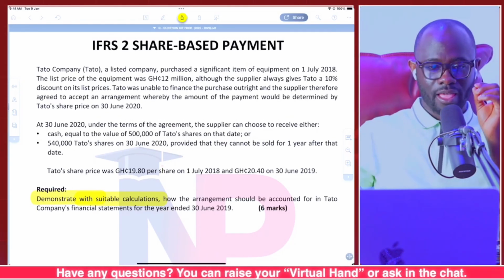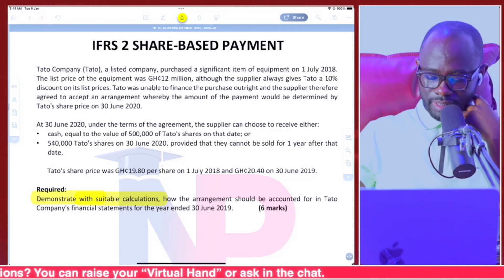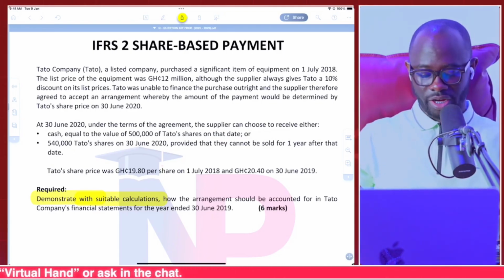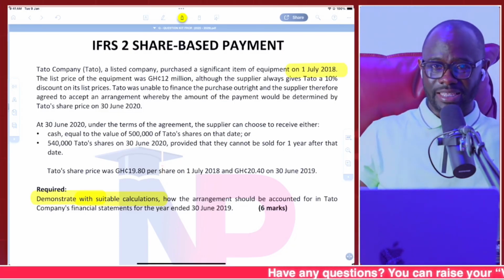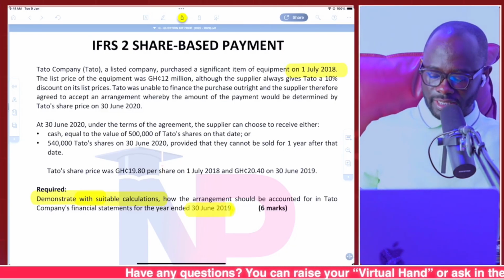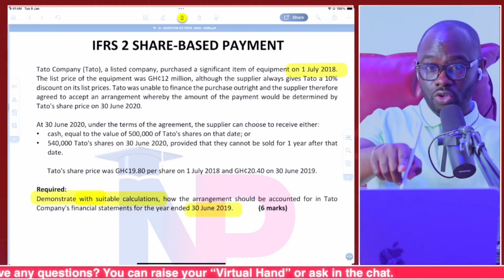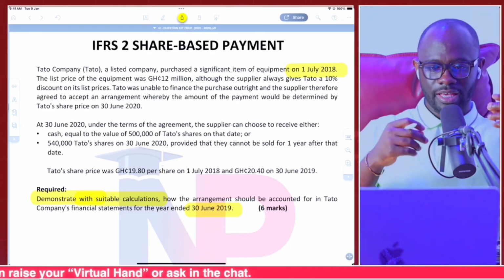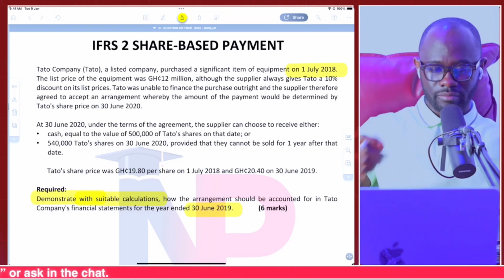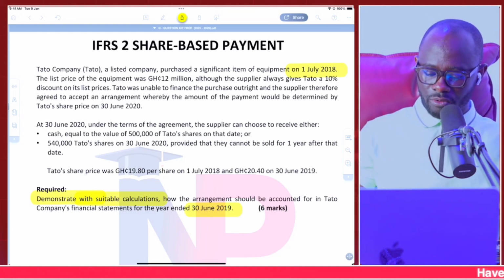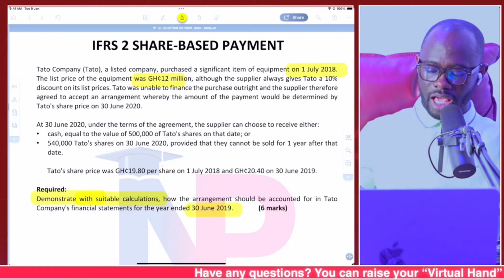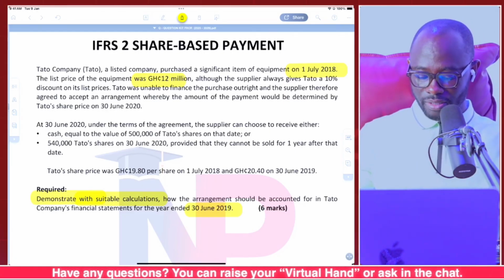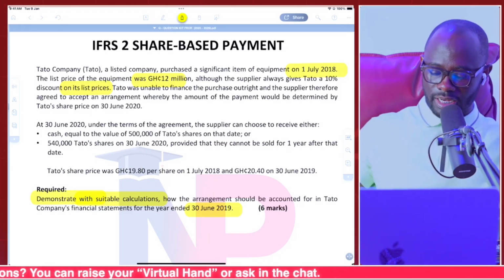Let's see. Tano Company, a listed company, purchased a significant item on 1st January 2018. If the year end is 30th June, then 1st July 2018 is the beginning of the year. The list price of the equipment was 12 million. The supplier also always gives a 10% discount on its list price.